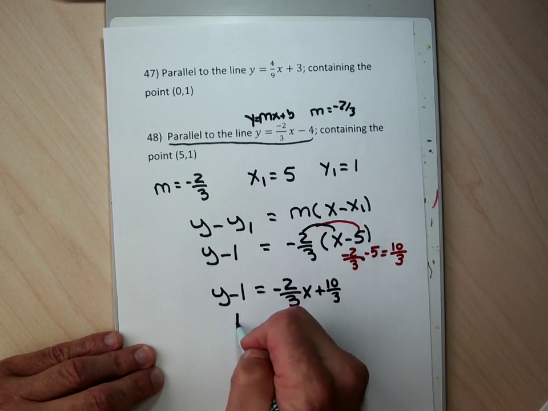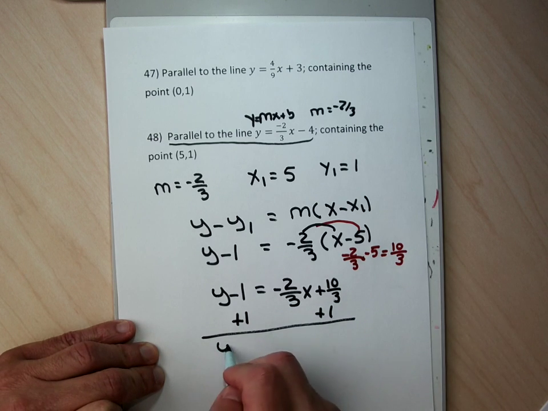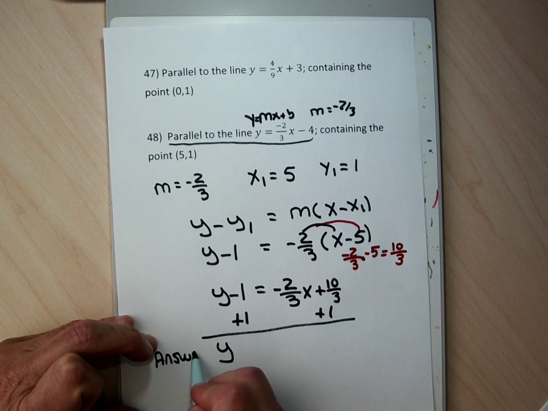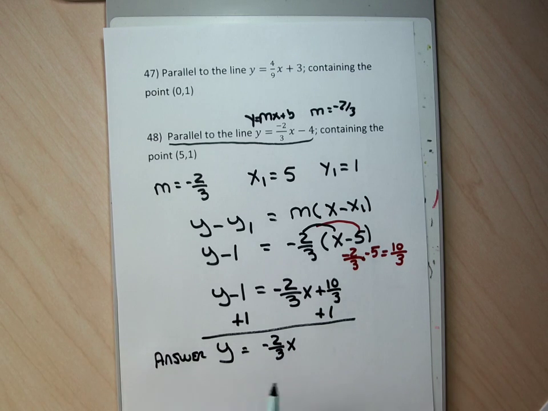Now I need to add 1 to both sides. When I add 1 to the left side, I get the y, which is part of my answer. On the right side, the negative 2/3 x isn't going to be changed when I add 10/3 plus 1. Now I need to deal with fractions.